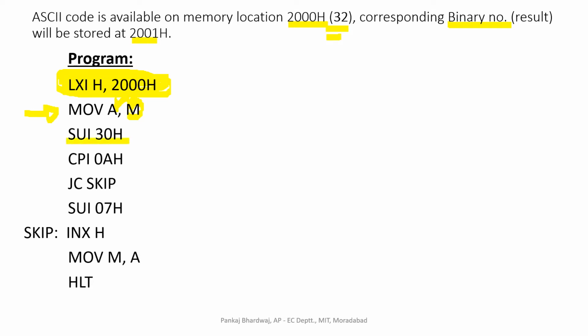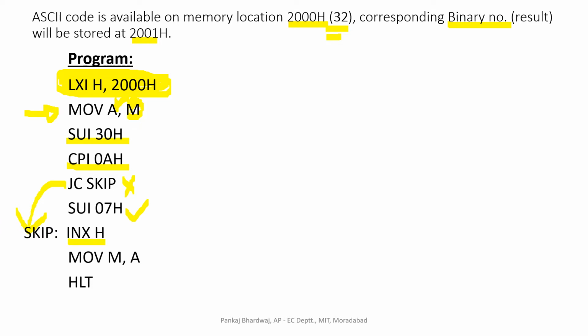Now we subtract 30 immediately from the data available in the accumulator, that is 32, and after subtracting we compare the data with 0A. If we get a carry, then we go to the skip instruction, and if we do not have a carry, that means the number is greater than A, and then we do not skip this step and subtract 7.